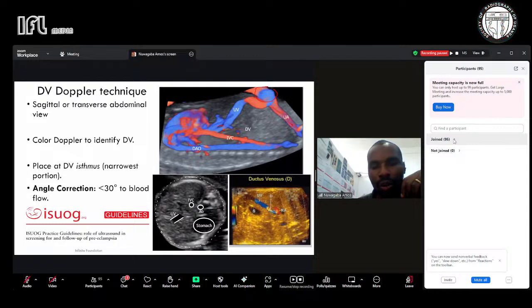Identify the narrowest portion of the ductus venosus, which is the narrowest portion of the umbilical vein, which will usually show as an area of aliasing, and that is the area that we are interested in sampling. You adjust the gate and the image to obtain a good angle, which should be less than 30 degrees. And we usually use a small sample volume of 0.5 to 1 millimeter so that you do not interfere the sample from the neighboring vessels.